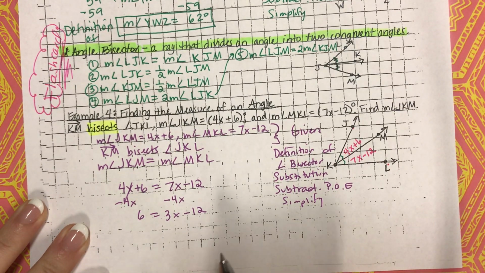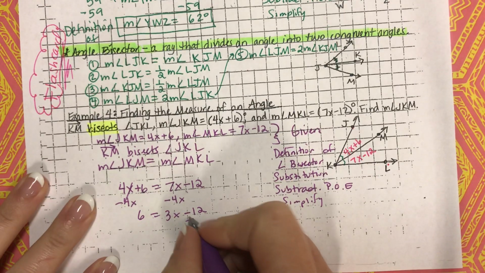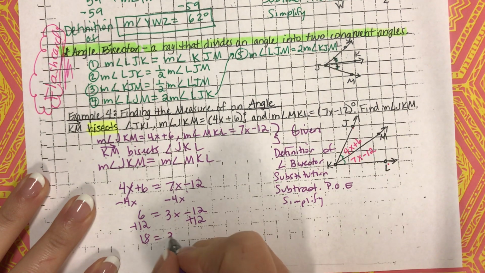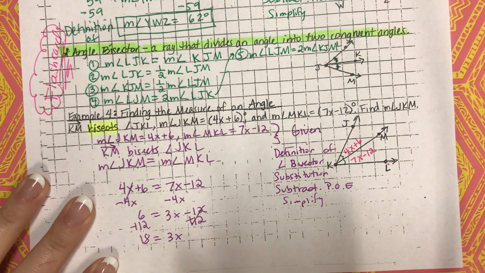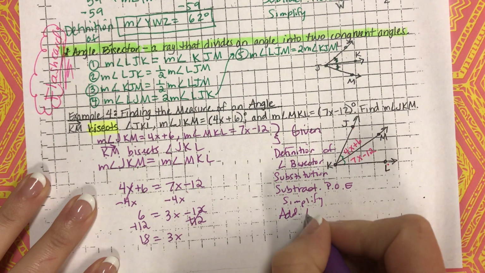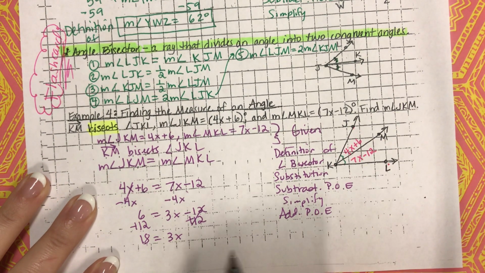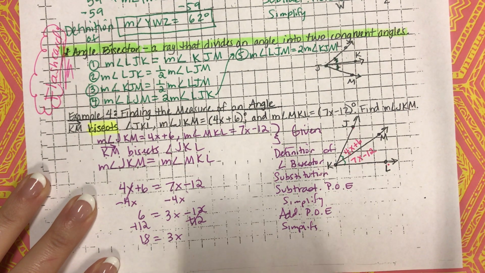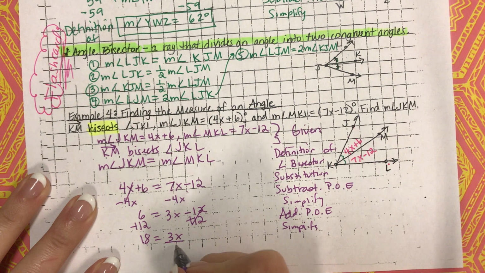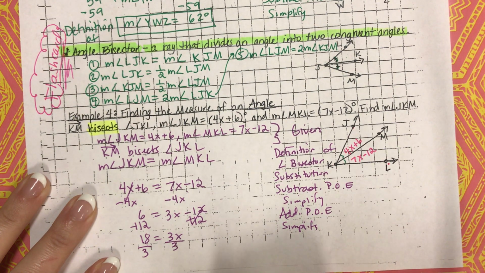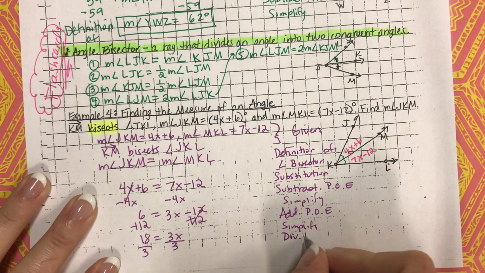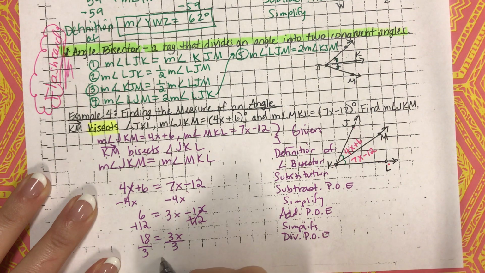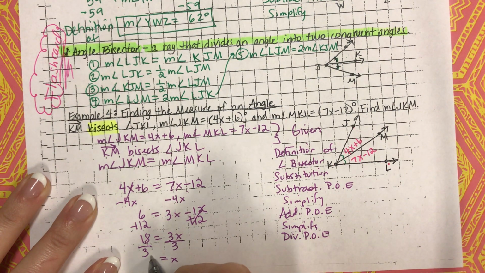Okay, we got to get x by itself, so we have to add 12 to both sides. We end up with 18 equals 3x. Those cancel, right? So that was addition property of equality, and simplifying. And then we're going to get x by itself, so we're going to do the inverse operation of multiplication, which would be division to both sides. So division property of equality. 3 divided by 3 is 1, so we get x on this side. 18 divided by 3 is 6.